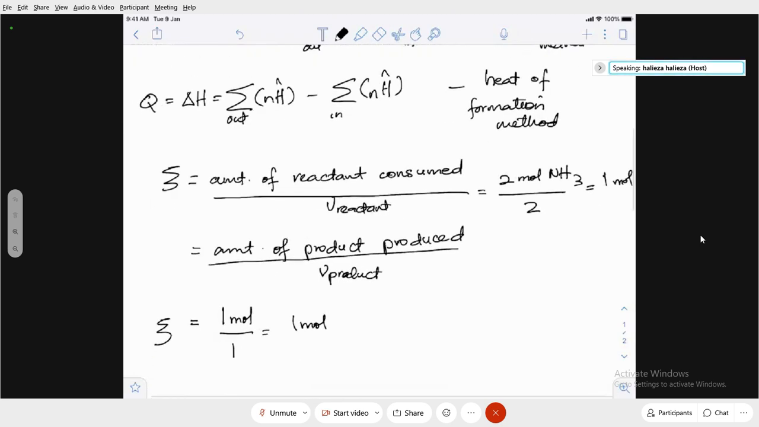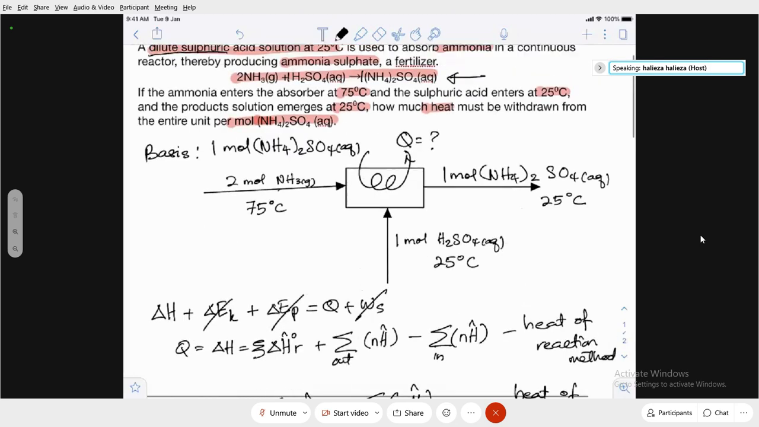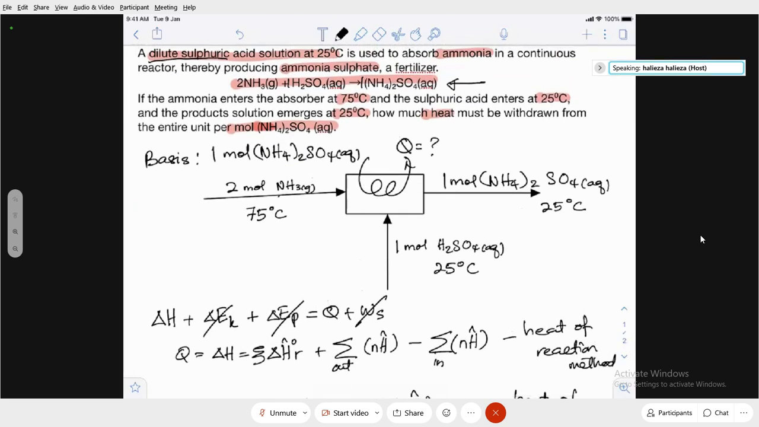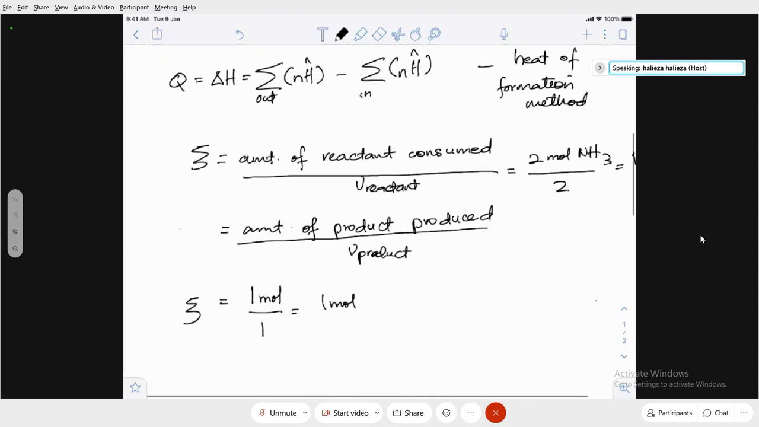Or if you want to use the other reactant, which is sulfuric acid, you have 1 mole of sulfuric acid being consumed, and the coefficient of sulfuric acid is 1. So 1 divided by 1, you end up with 1. So you still get the same extent of reaction. If you want to write down the equation, this is the equation.